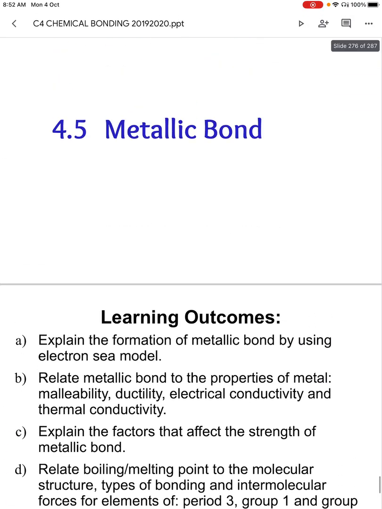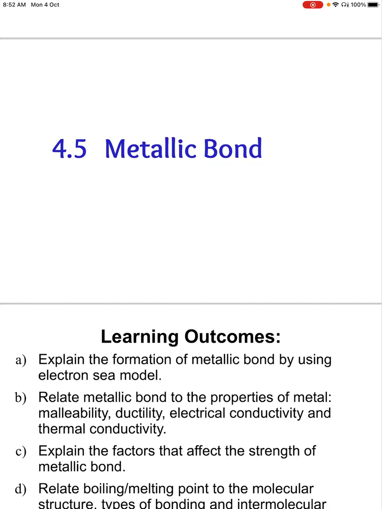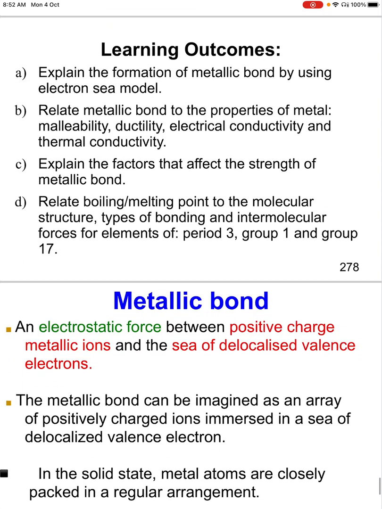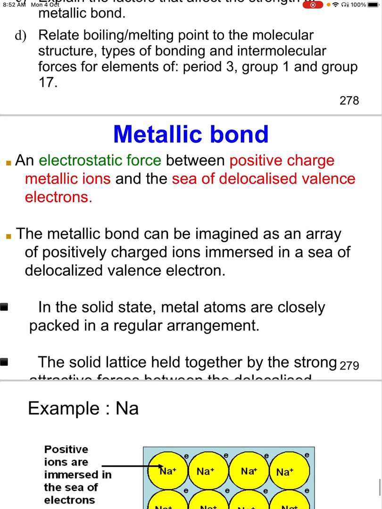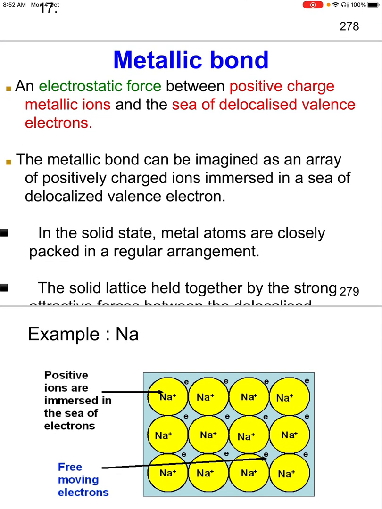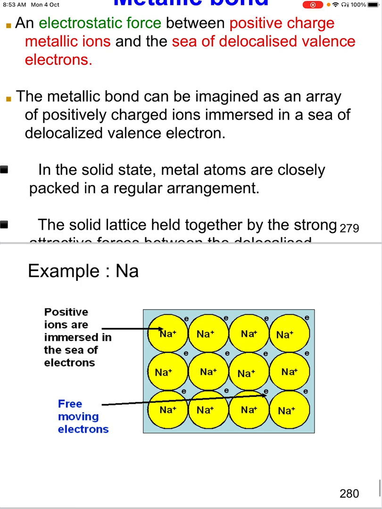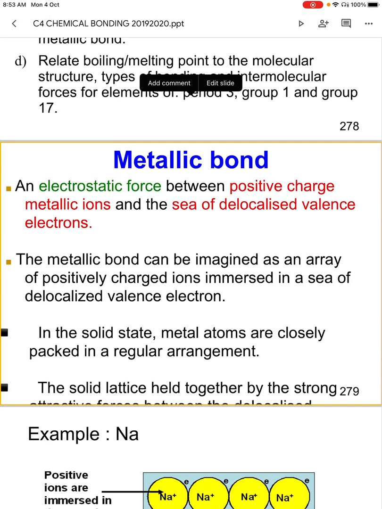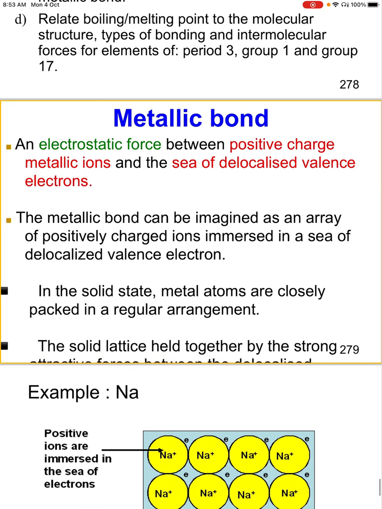In the next part of chapter 4, we are going to see 4.5, metallic bond. What is metallic bond? It is the electrostatic force between positive metallic ions and the sea of delocalized valence electrons. The metallic bond can be imagined as an array of positively charged ions immersed in a sea of delocalized valence electrons. In the solid state, metal atoms are closely packed in a regular arrangement. The solid lattice is held together by a strong electrostatic force between the delocalized electrons and the positive ions.